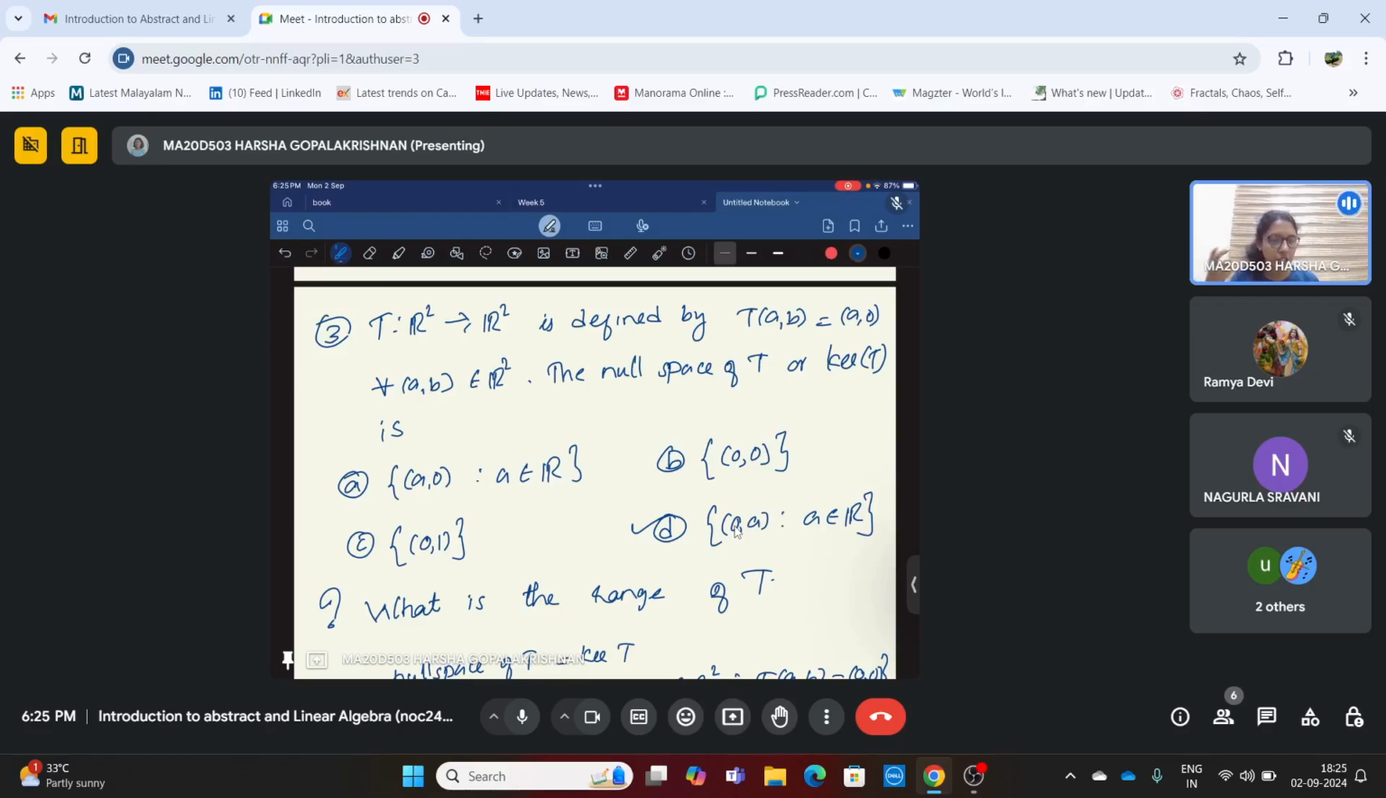Nullity means the dimension of the null space. It is 1. Now we can very quickly see what the range of T is. We have already seen the null space and its dimension. Now, can you quickly say what the range of T is, out of this ABCD option?